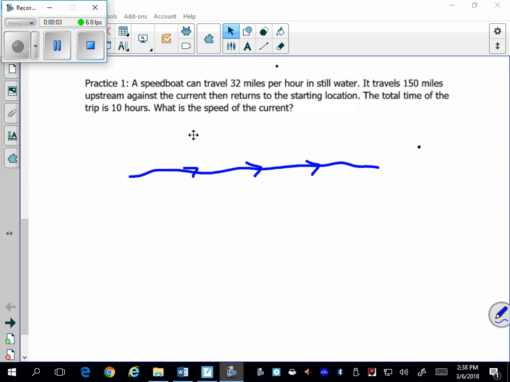Alright, so practice 1 for 6F, rational applications. The speedboat can travel 32 miles per hour in still water. It travels 150 miles upstream against the current, then returns to its starting location. So it's 150 miles both ways, so our distance is 150 miles.